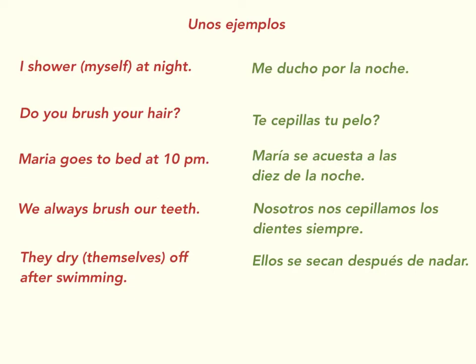We always brush our teeth. Again, the action of brushing teeth is done to ourselves. We're in the nosotros form. We have nosotros nos cepillamos los dientes siempre. Now some of you might be thinking, well, I already said nosotros, why do I need the nos? Well, nosotros just means we, but the nos says that we're doing it to ourselves, so make sure to include that nos as well. And then finally, they dry themselves off after swimming. We're in the they form, the ellos. So ellos se secan. They do it to themselves, and we're talking about them.